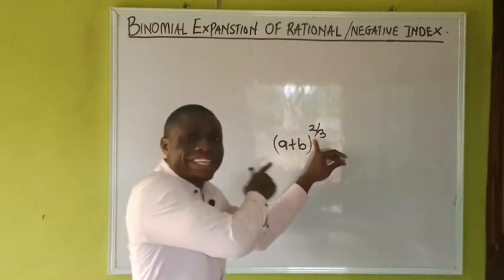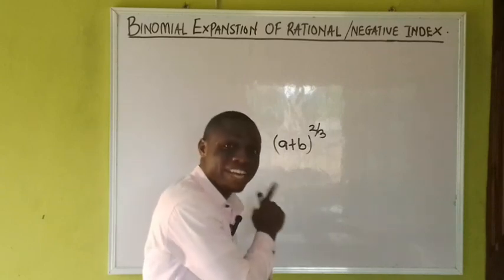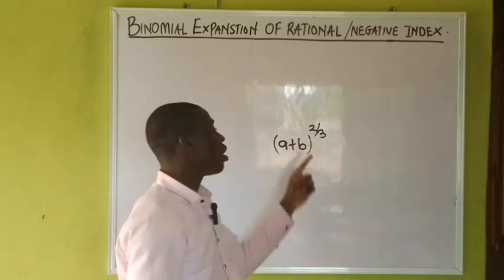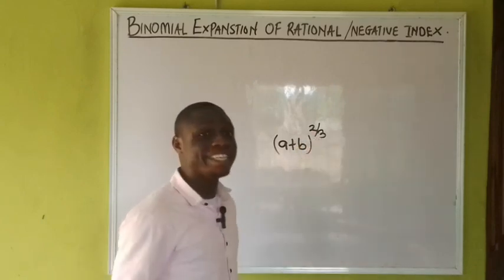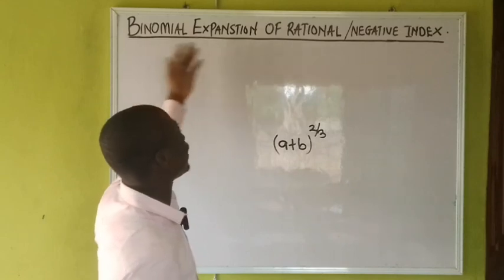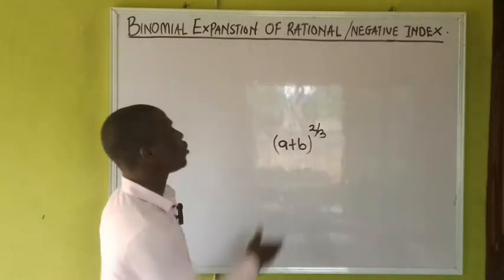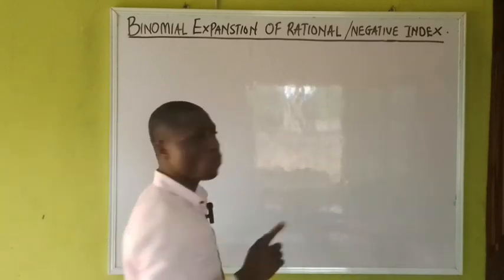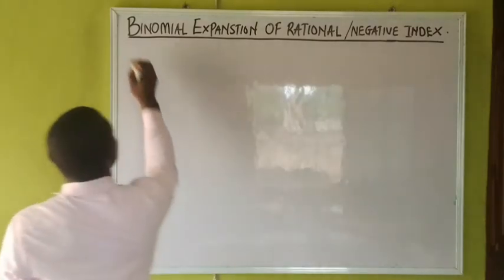You can apply the general method, Pascal's triangle, or perhaps the combination method to solve this. Rather, you apply the idea of binomial expansion of rational and negative index. Before we can start solving this, let's consider one concept: factorial.